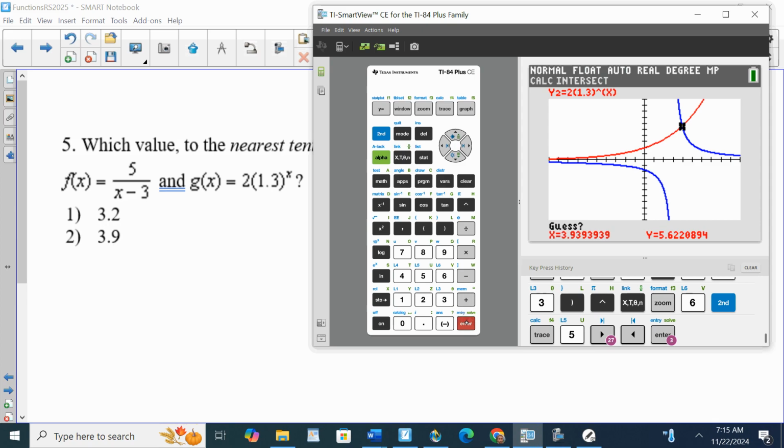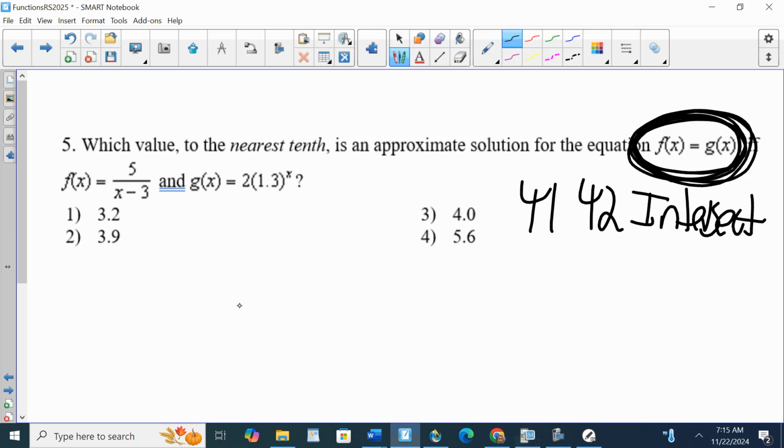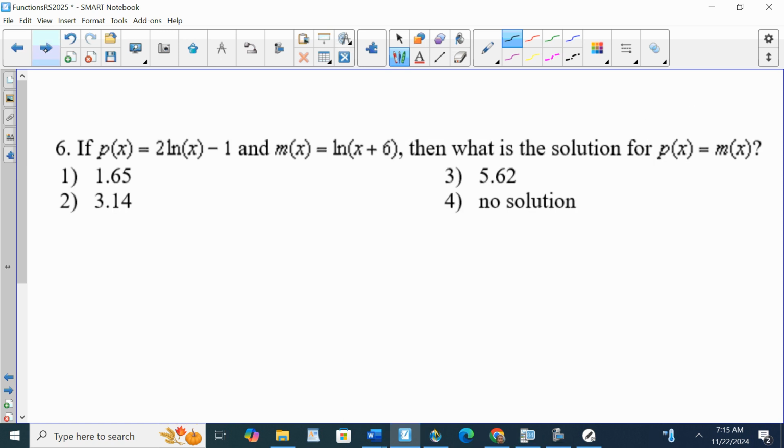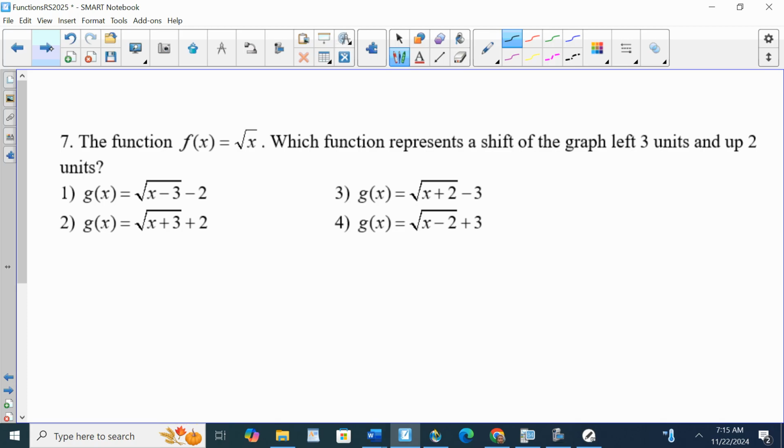Enter, enter, enter. Is it the x value, the y value, or both? X value. As we said in period 3, x no y. X value, never the y for intersection. 3.9. That's your answer. For f of x equals g of x, y1, y2 intersect, x value only.